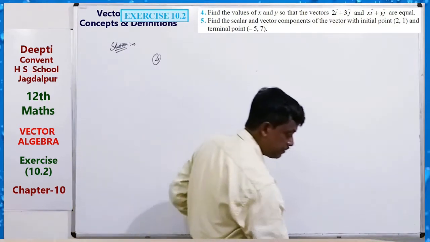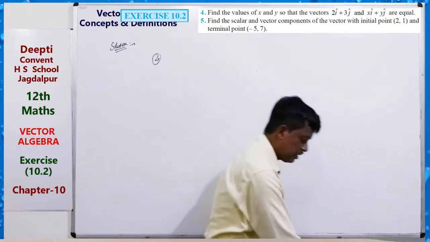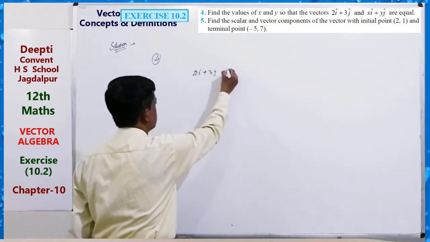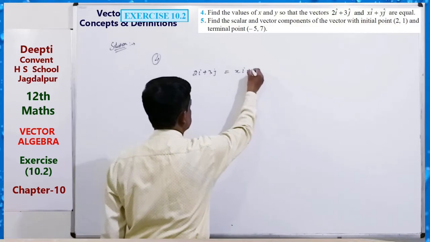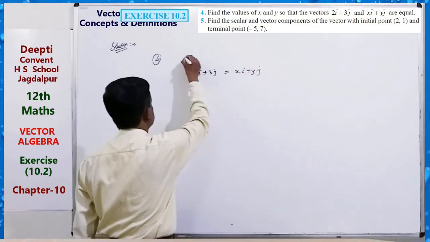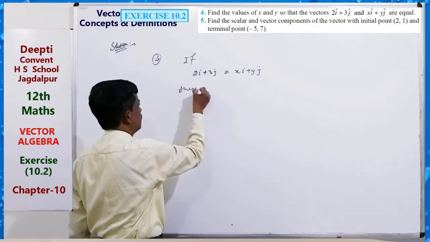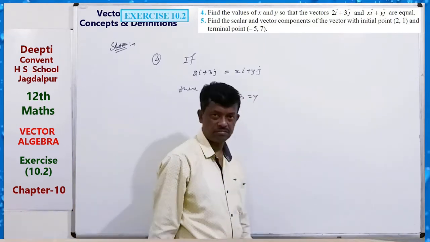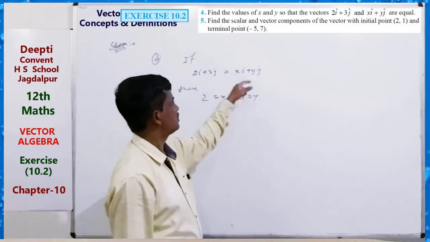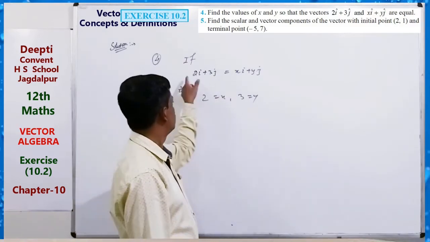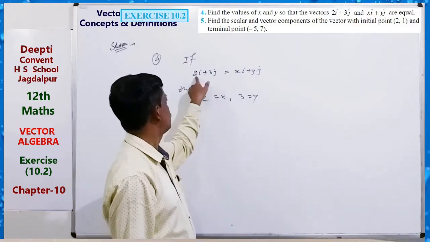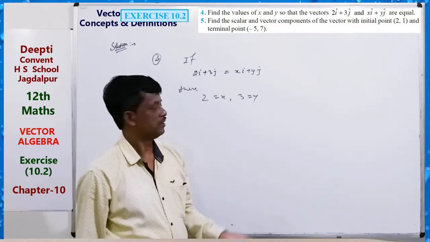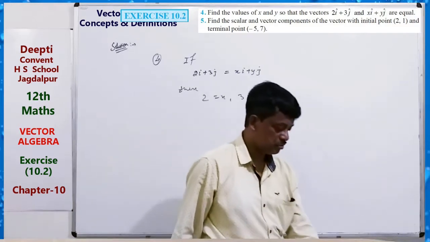The vectors given are 2i plus 3j and xi plus yj. If they are equal, then 2 equals x and 3 equals y, because if these two vectors are equal, then their scalar components, the coefficients, must be equal. Clear? So x equals 2 and y equals 3.